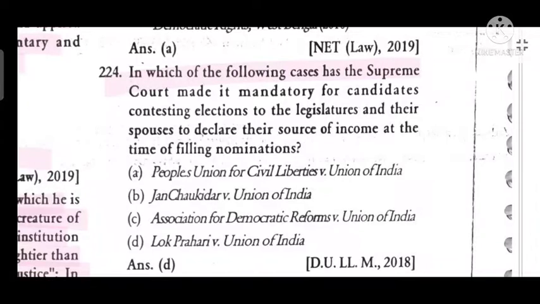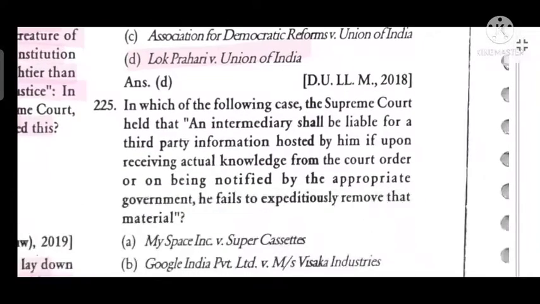In which one of the following cases did the Supreme Court make it mandatory for candidates contesting elections to the legislature and their spouses to declare their source of income at the time of filing nomination? Lok Prahari versus Union of India.